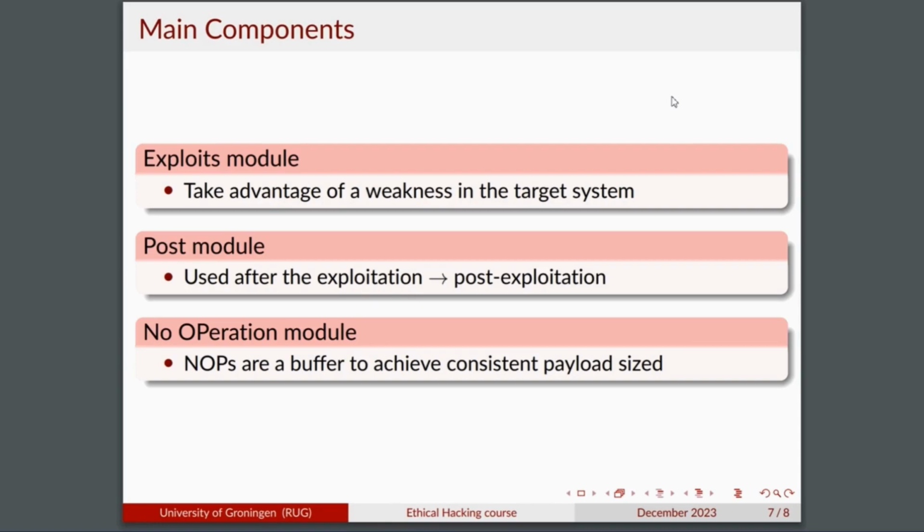And then we have the no operation modules. So the NOPs are utilized as a buffer to achieve consistent payload size. They are represented by the code 0x90 in the Intel x86 CPU family, which causes the CPU to basically stop working for one cycle.